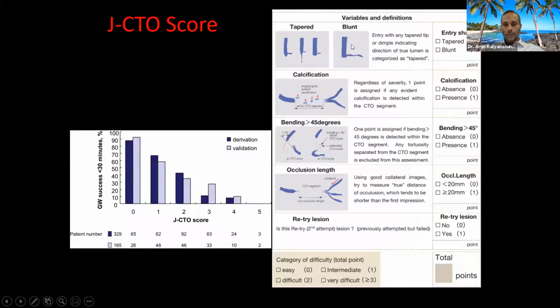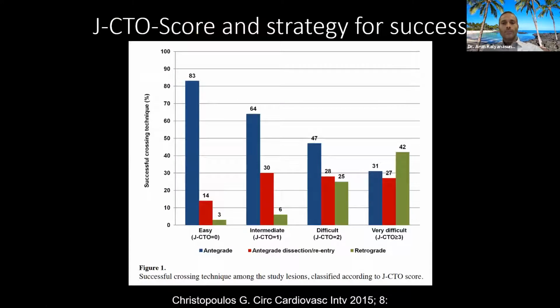Okay, so a tapered or blunt proximal cap, that's one of the ways you do it, calcification. How's the angulation in the CTO body itself? Is it very long or is it not? And is it a reattempt or is it not? So each one gets 1 point. And the higher the J-CTO score, the more complex it is. So again, like I said, the harder ones, 2+, are generally considered harder. 0, 1, you can probably wire it.